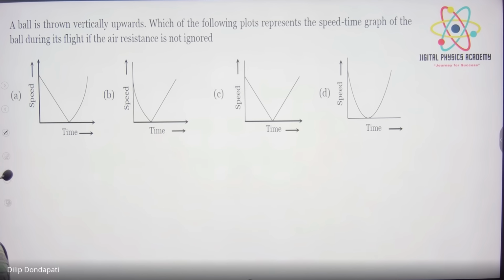Sir, air resistance is not ignored. Air resistance, what are you saying? During flight, air resistance is not ignored.